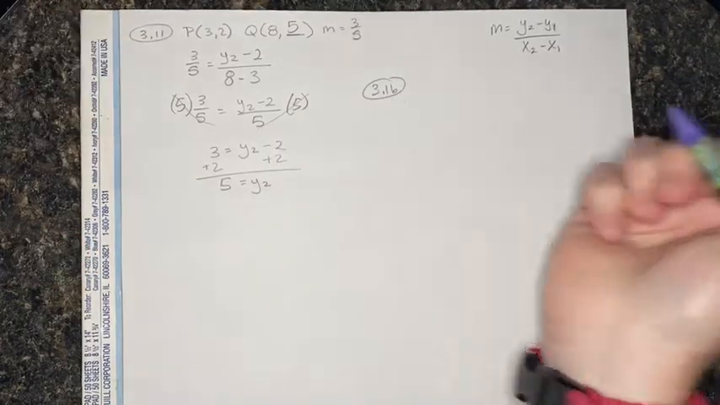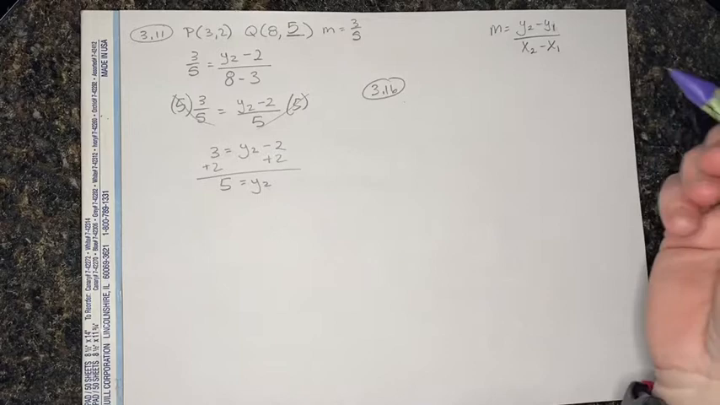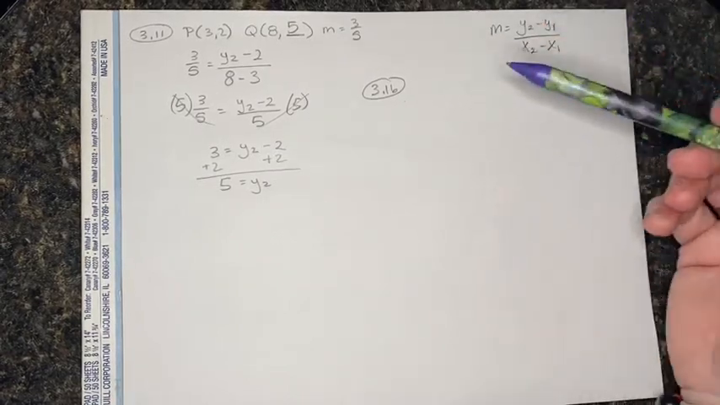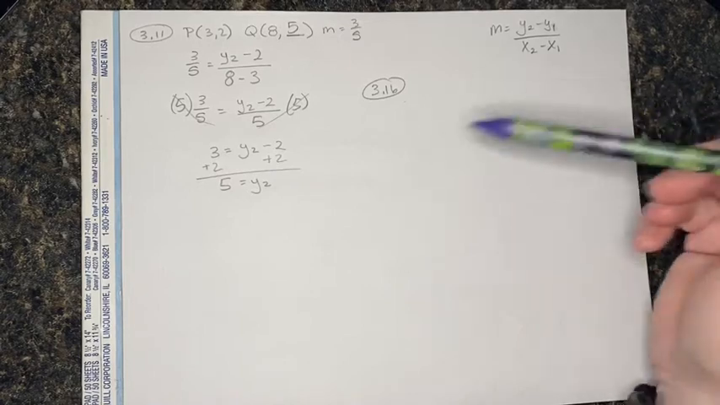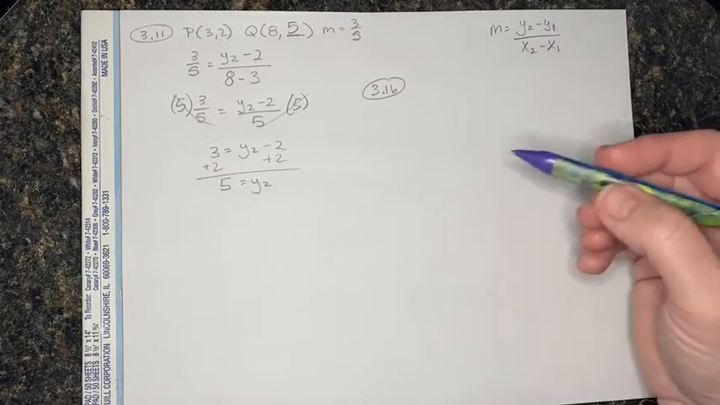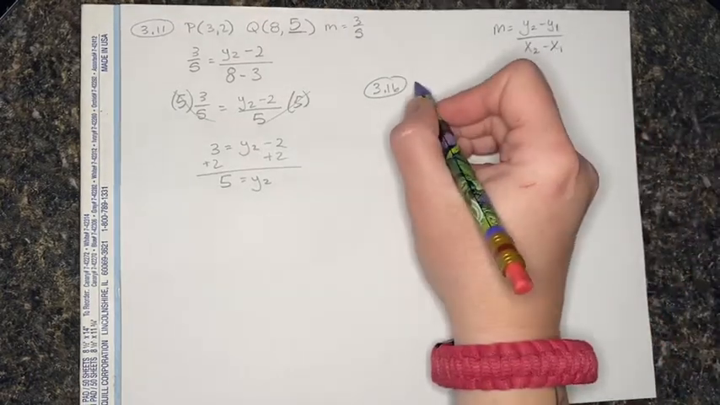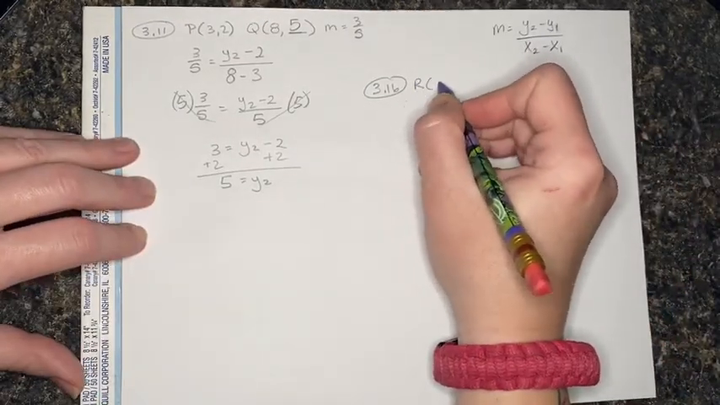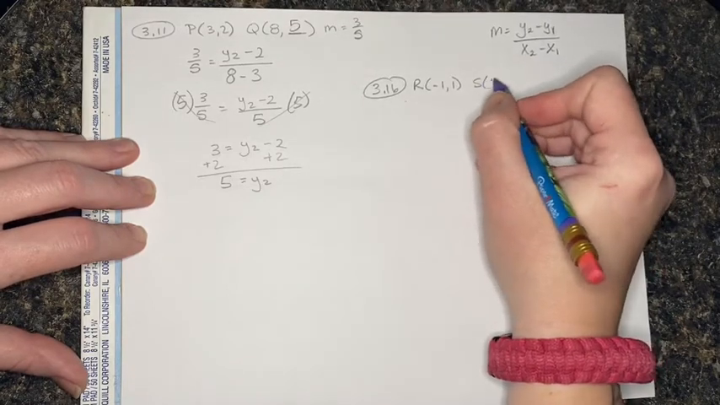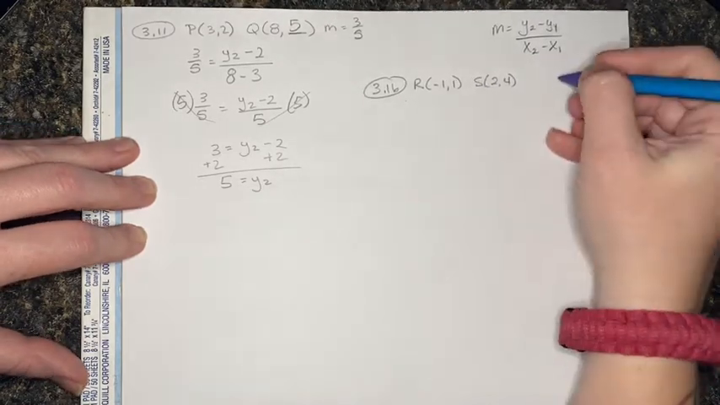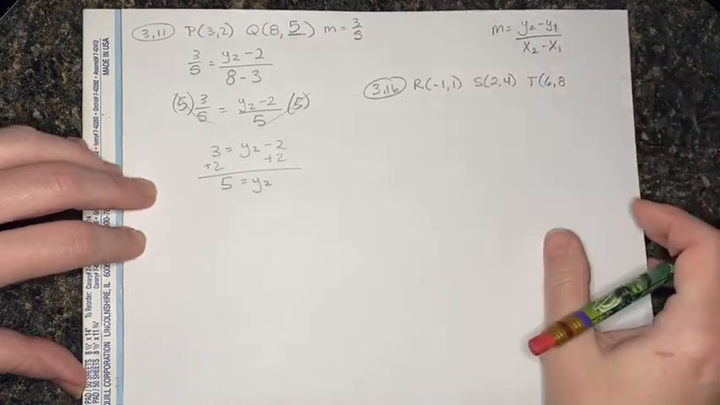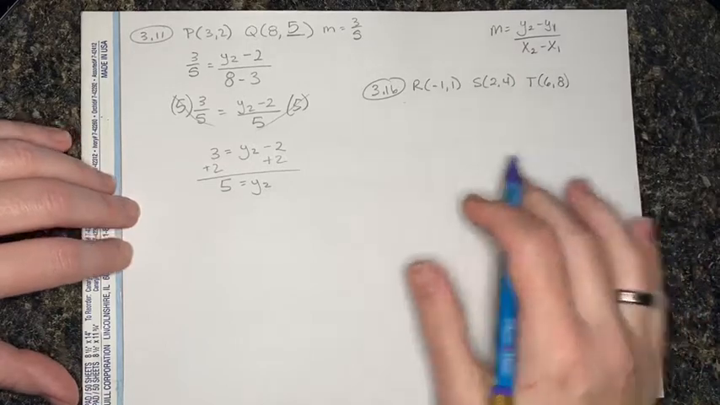Okay, 316 asks us, test the following points to see if they are collinear. If they are collinear, then all of the slopes between 2 points will always be the same. Okay, so it gives us point R at -1, 1, point S at 2, 4, and point T at 6, 8. So we want to test all of the connections here.